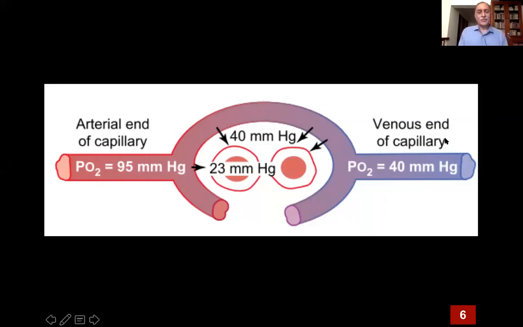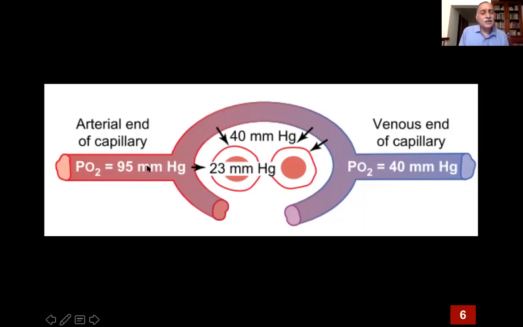of the capillary. So blood that is entering the arterial end of the capillary has a tension of 95 millimeters of mercury, and the tissue tension is roughly around 40 millimeters of mercury. And on an average, the individual cells, depending upon the tissue you are considering, be it the heart or the brain or the liver or the kidney, each of them has a different tissue oxygen tension level, but on an average, for our understanding, we'll take it as 23 millimeters of mercury, being the average tissue oxygen tension.